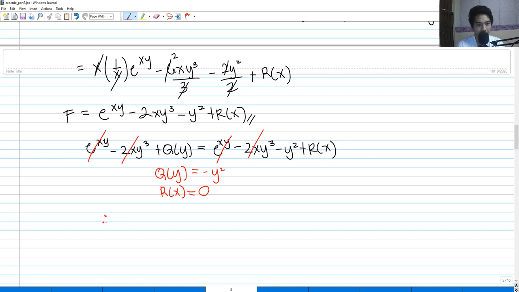It would be easier if I'm going to use this f. So we have e raised to xy minus 2xy cubed minus y squared plus r of x, which is 0, equals c. You can also use the other one just as long as you add the q of y.